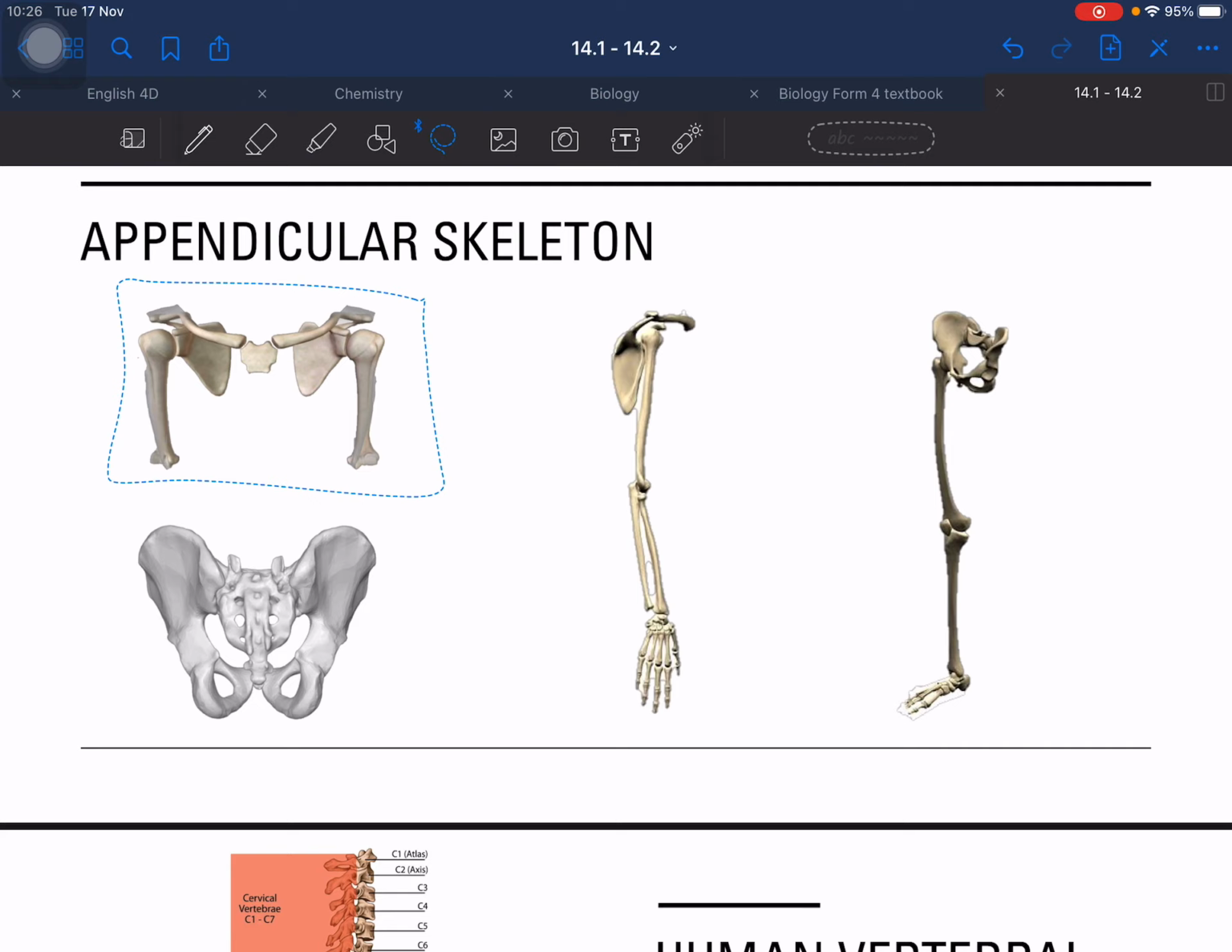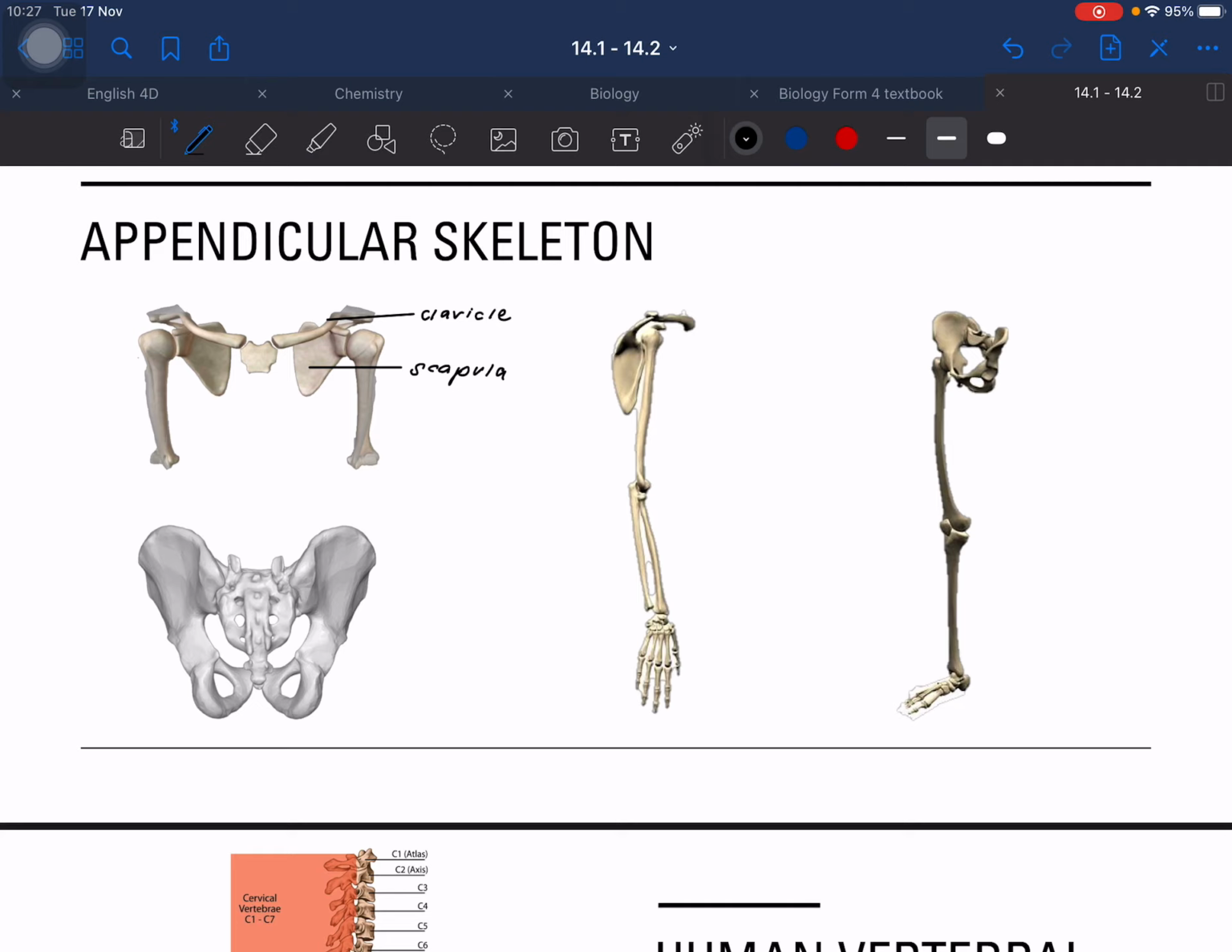And then, yeah, your pectoral girdle is made up of your clavicle. So clavicle is your collarbones, right? Clavicle. And your scapula. This is your scapula. Scapula. And then next would be your pelvic girdle.